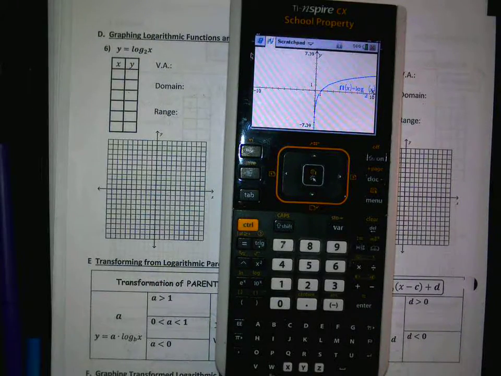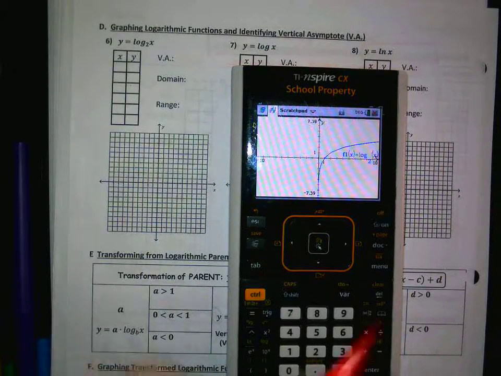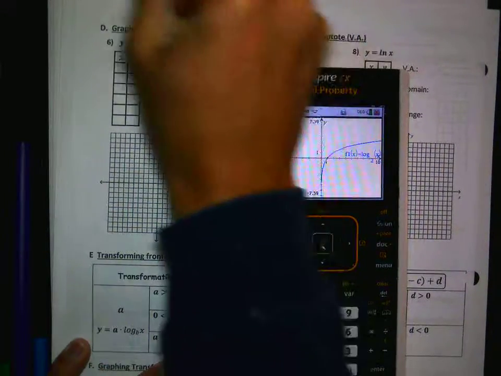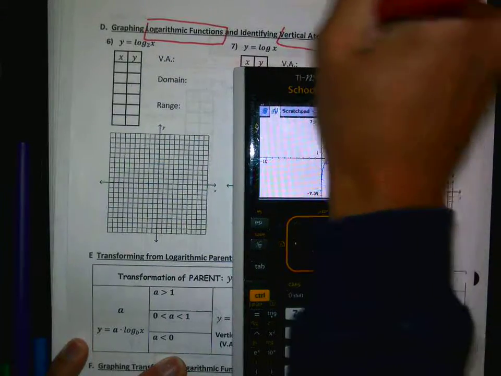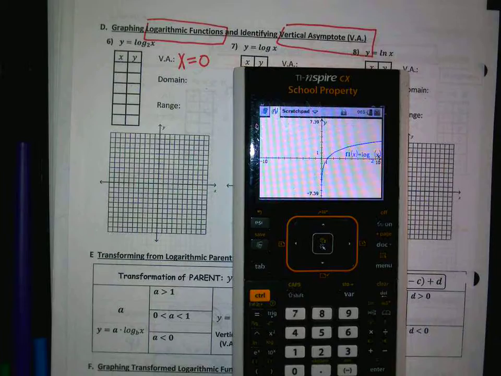So this is my log function. Right. So logs are going to have vertical asymptotes. And in this one, it is 0. So an exponential can't have a vertical asymptote? No. Okay, yeah. That's why.